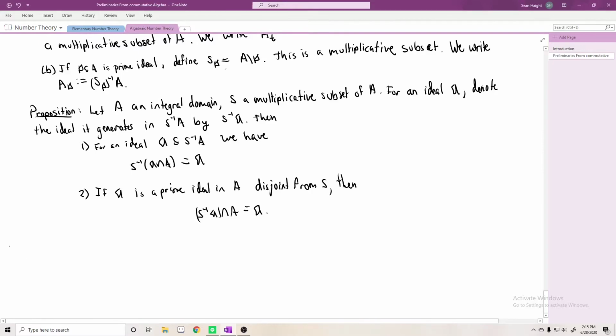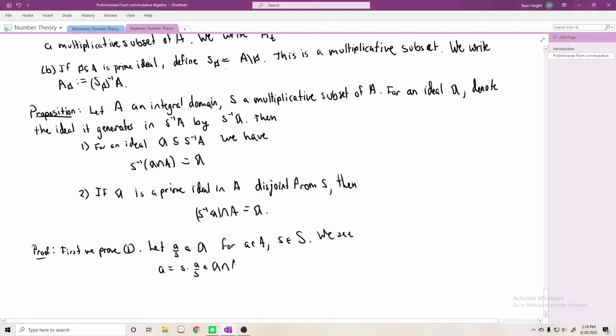So let's prove this proposition. First let's prove 1. We're going to let 𝔄 be an ideal in the localization. We're going to let a over s be an element here, for a in big A and little s in S. We see little a is just s times a over s, and since this is an ideal, it's in 𝔄, but it's also in big A.